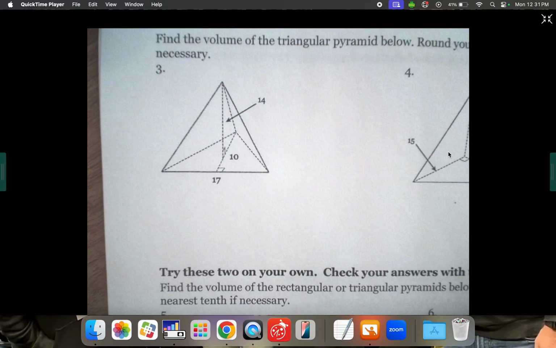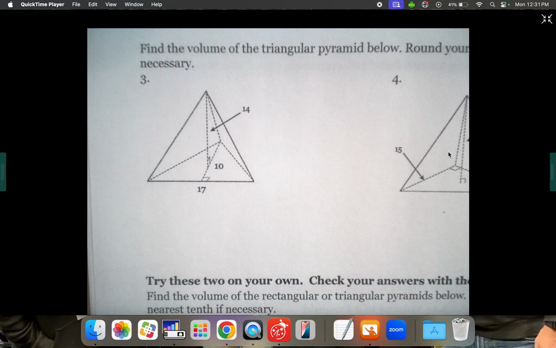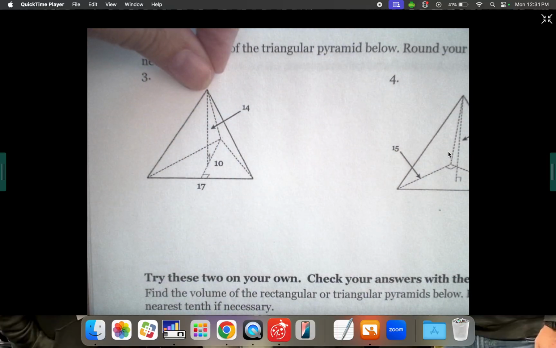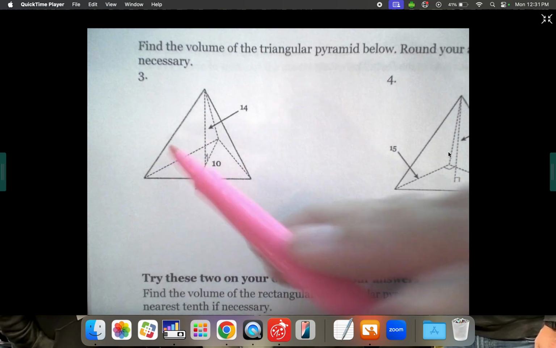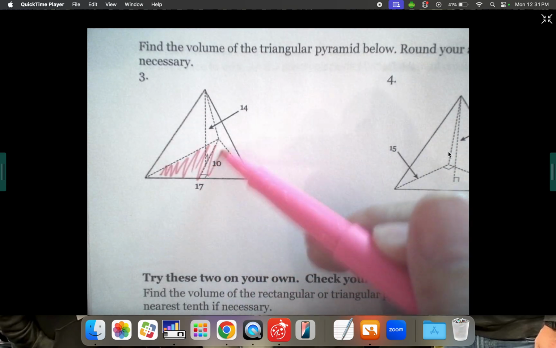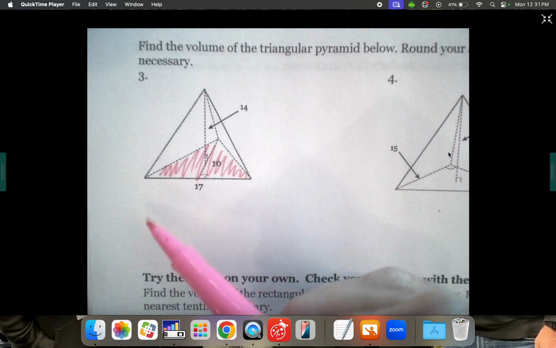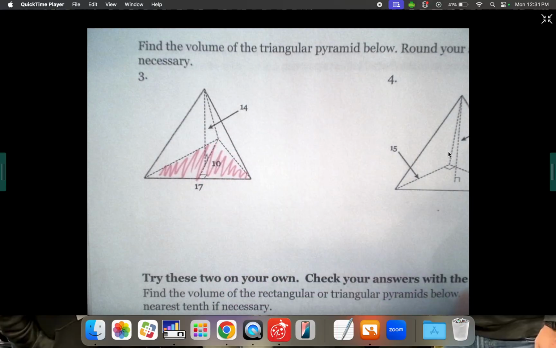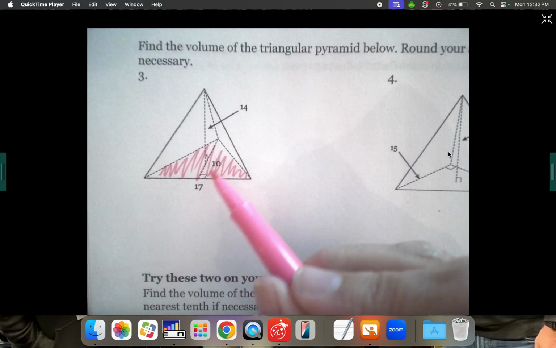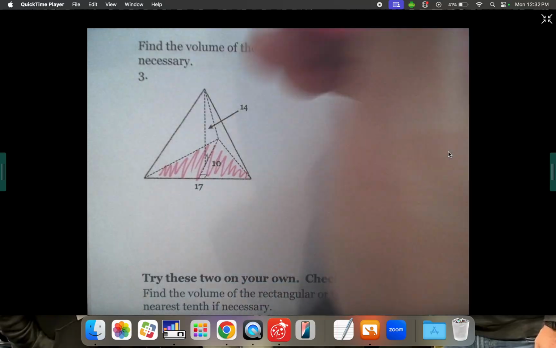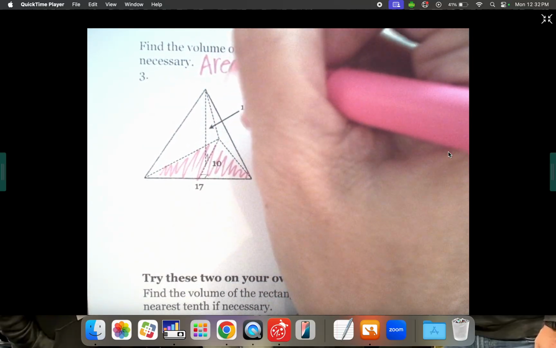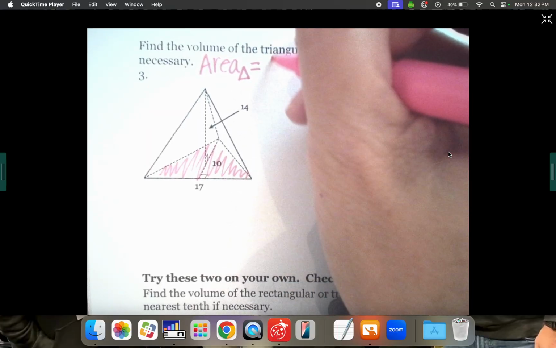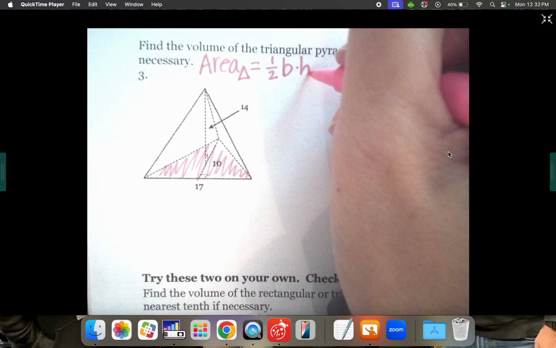It's really important that you pay attention to the next two because these do not have a rectangle base. So we're still finding the volume and it's still a pyramid, but this time the base is not a rectangle or square. What shape is the base? It's a triangle. So a triangle's base is not just length times width. If you remember, the area of the base of a triangle is 1/2 base times height.